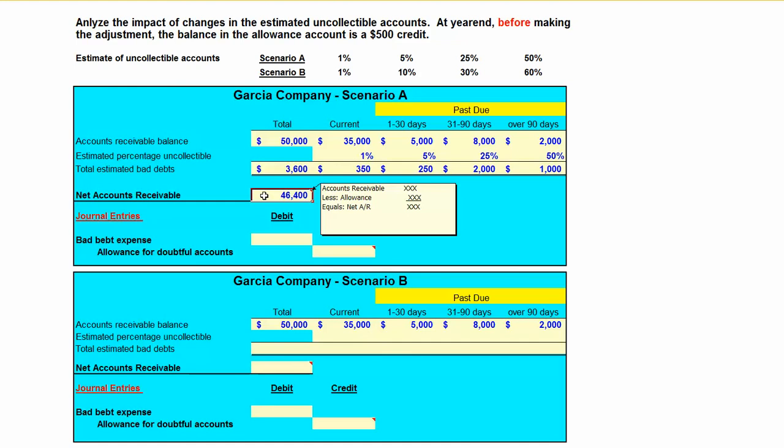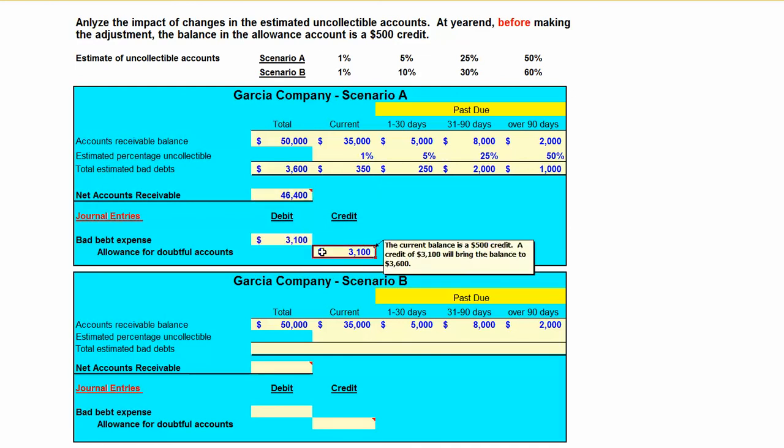We're told that our current allowance balance has a $500 credit, which means our adjusting entry will need to be for $3,100. That's the $3,600 required credit balance minus the current $500 credit balance.